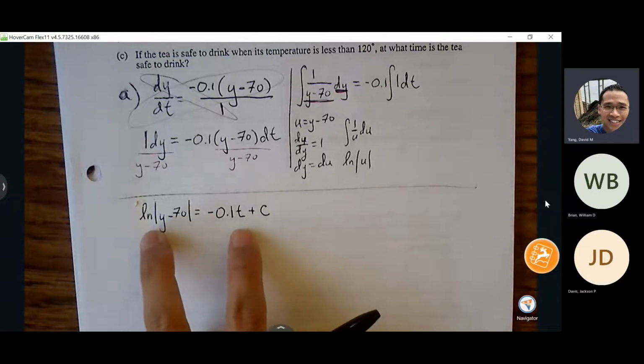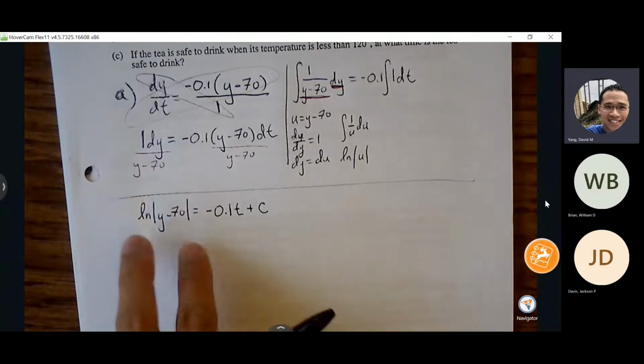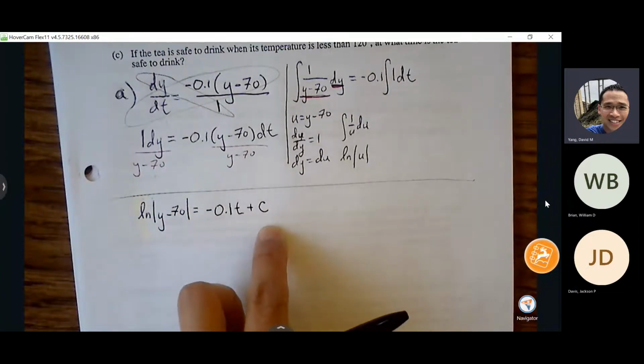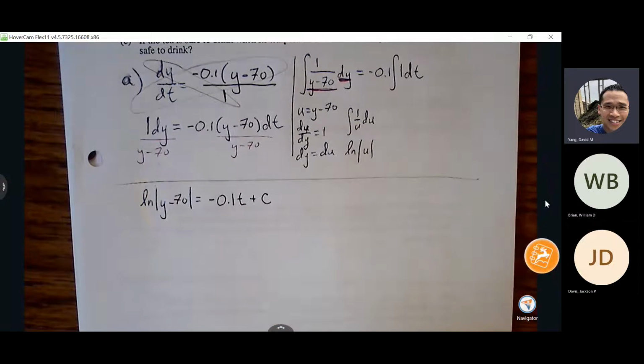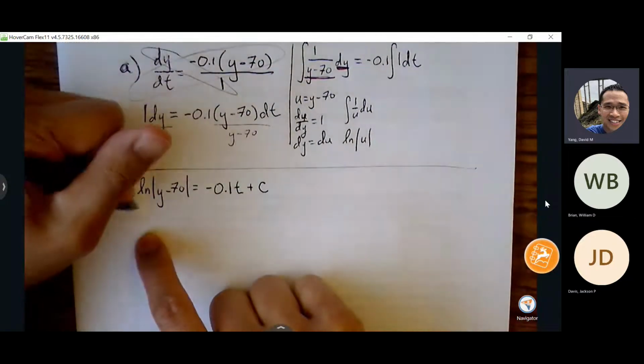Typically if I see natural log in the problem, I tend to wait a little bit later to solve for c, but you're welcome to solve for c at any point as soon as it comes up. I'm going to raise both sides with e as the base.